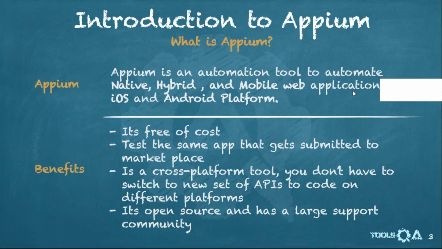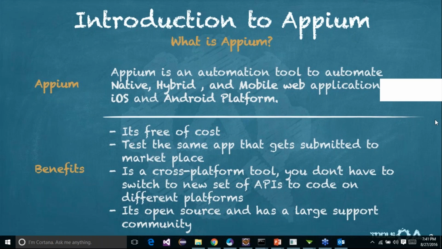That means some of the tools like Calabash, it doesn't allow you to do that. Before you want to submit it to the marketplace, you have to get that particular developer version of the app. Only that particular version will be automated using Calabash. But with respect to Appium, it's not like that. The same application that you're trying to automate can be uploaded to the marketplace. That's the same with iOS and Android.